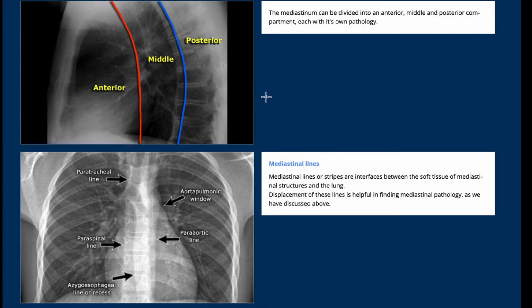It can be divided into anterior, middle, and posterior compartments. There are some different mediastinal lines or stripes, which are interfaces between the soft tissue of mediastinal structures and the lung. Displacement of these lines can help us understand where the pathology is within the mediastinum, and that's why they're important. And so here's your AP window, your para-aortic line, here's your paraspinal line, your azygoesophageal line or recess, and then your paratracheal line up here.